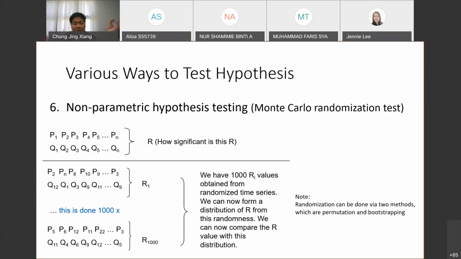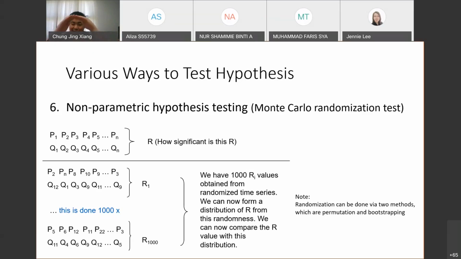Shuffle P, then you shuffle Q. Now you get a new set of P and a new set of Q. I usually call it a random set. So you calculate the R value. Then you do it a second time, a third time, the 1,000th time. So the 1,000th time you get 1,000 random R values.